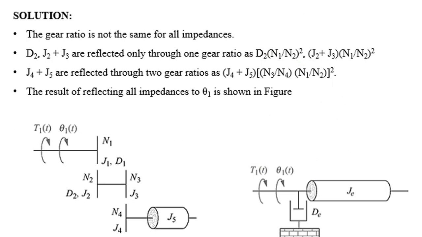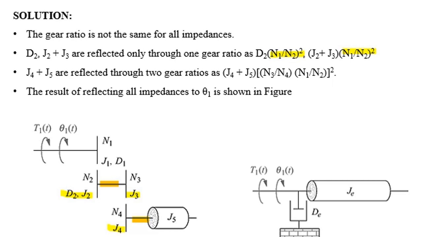Dear students, if you look at figure 1, we know that gear ratios are not same for all mechanical impedances, and we have to reflect all the impedances of stage 2 and stage 3 to the input side. So mechanical impedances of second stage are D2, J2 and J3. They will be reflected to first stage by multiplying gear ratio square, which is n1 over n2.